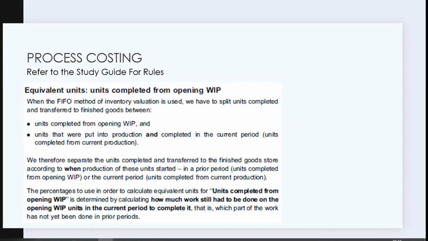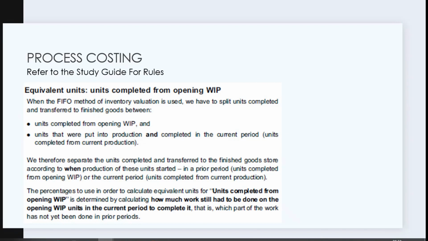Equivalent units completed from WIP. When you are in the first in, first out method, we have to split it, as I've mentioned: units completed from the opening and units that were put into production and completed in the current period. Therefore, we separate the units that were completed and transferred when production started. So that's all we're trying to do. We're splitting prior period and current period. That's a summary of equivalent units under first in, first out.